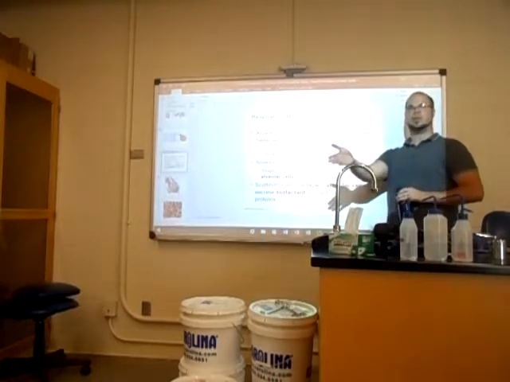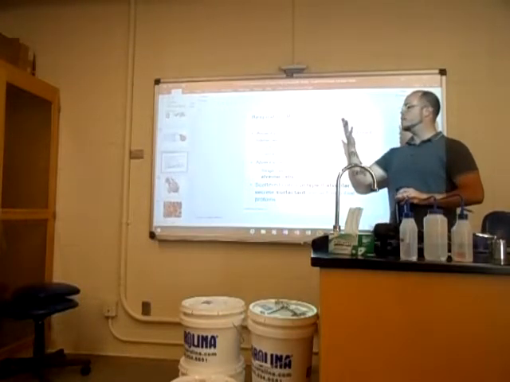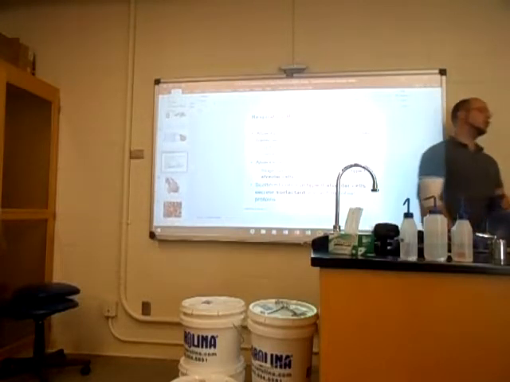Inefficient. Yeah, it would be inefficient. It would slow down the transport because the greater distance, the greater amount of cell that stuff has to go through, the slower it's going to be, right? So the thinness of the respiratory membrane is important.